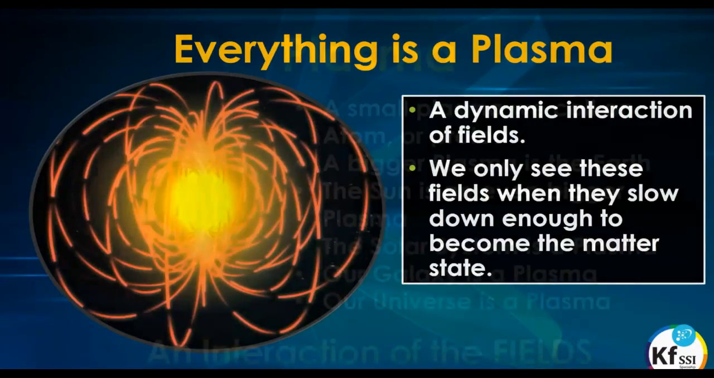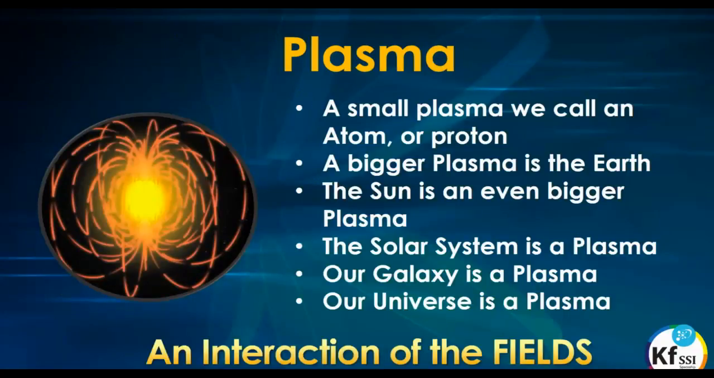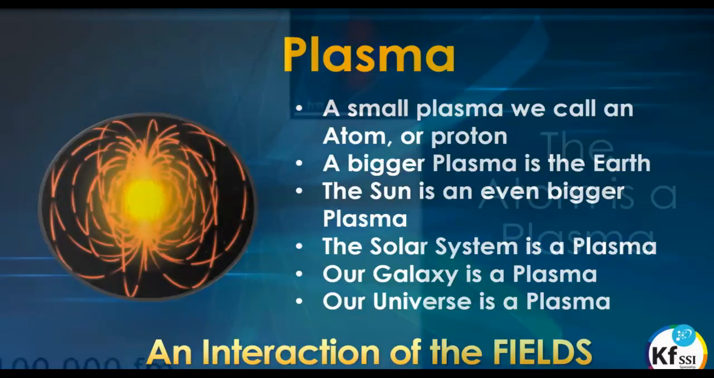As you can see, a small plasma we can call an atom or a proton. A bigger plasma is the Earth. The Sun is an even bigger plasma. Our solar system is a plasma. Our galaxy is a plasma. Our universe is a plasma. It's just an interaction of the fields on a different strength, a different scale. Now I'll go into this in a bit more detail so that we can understand this concept.